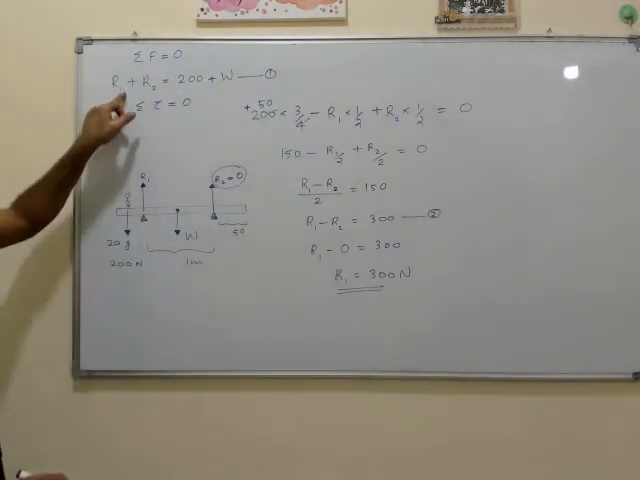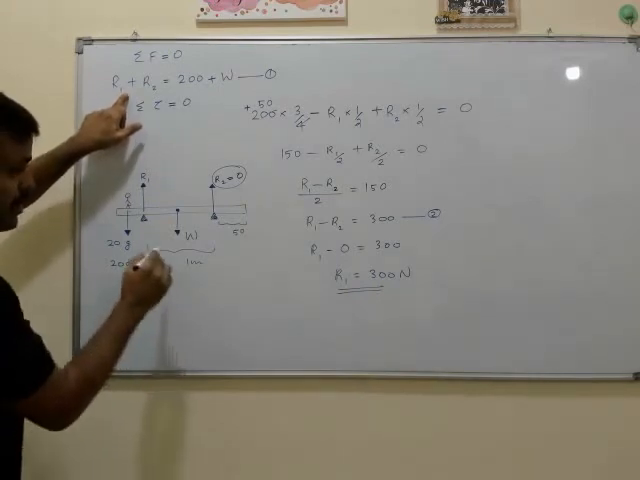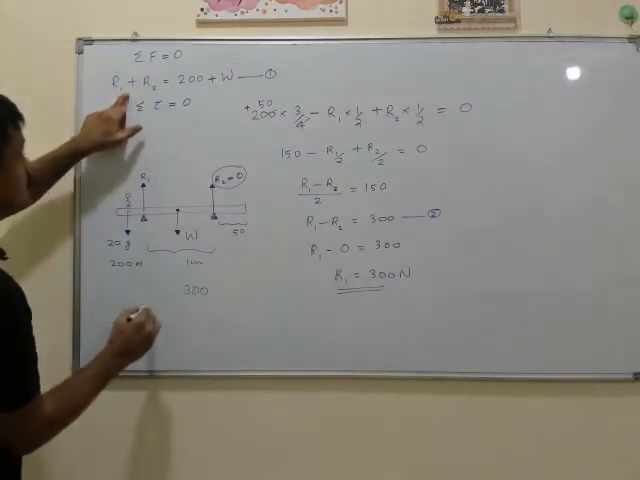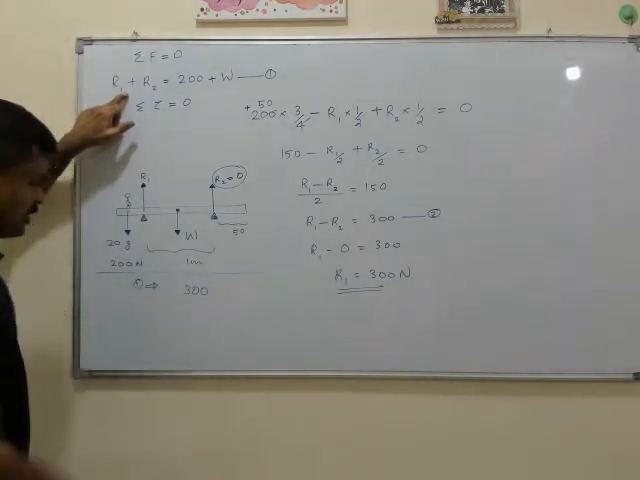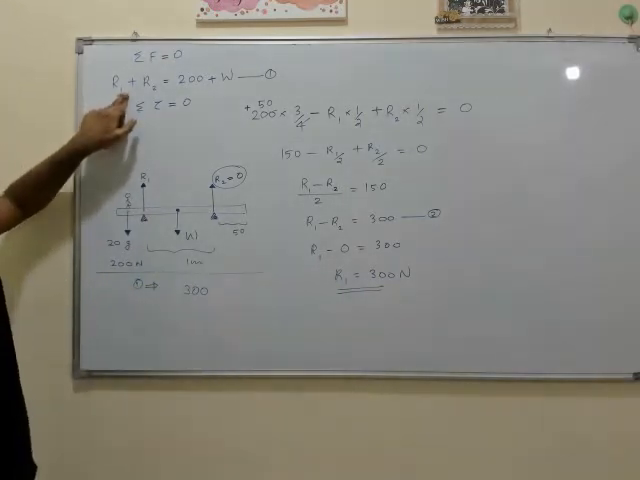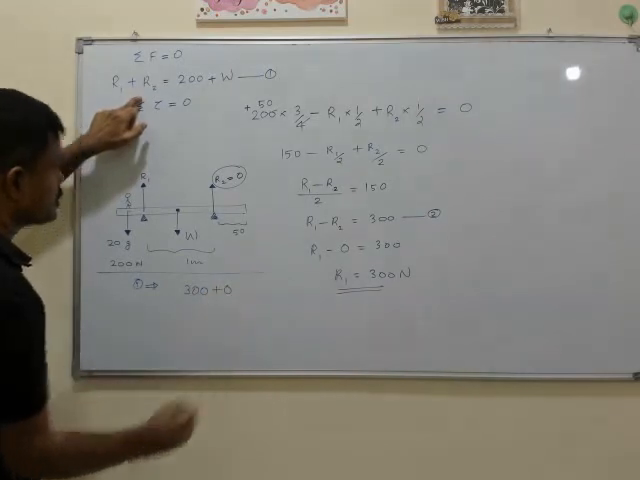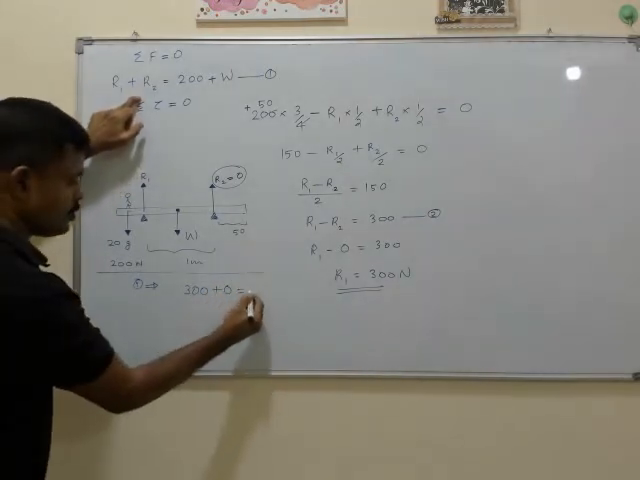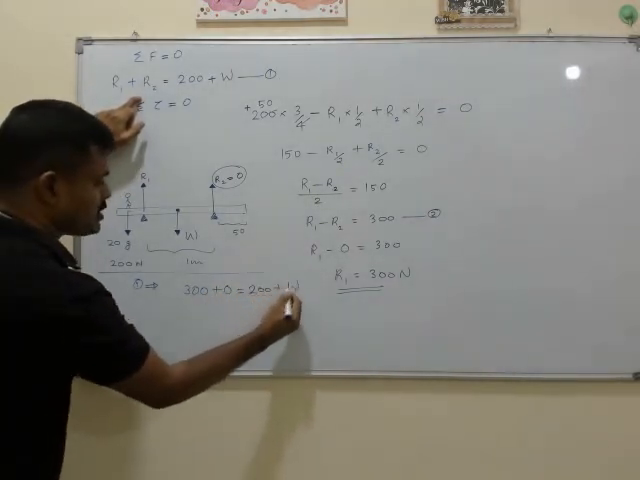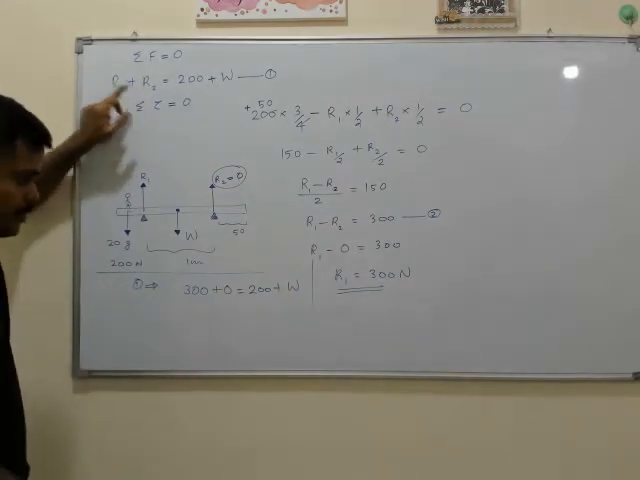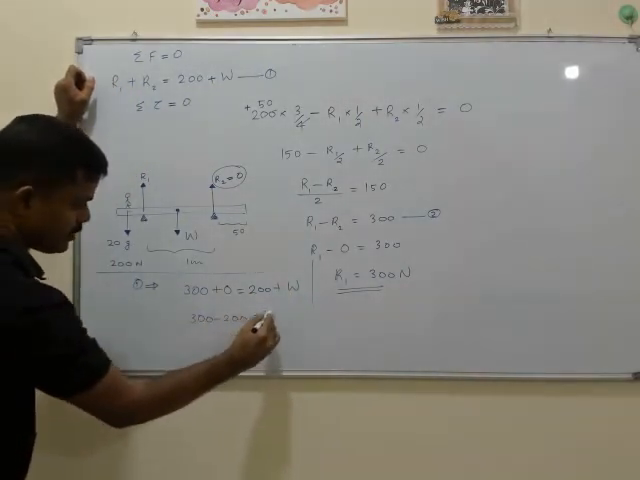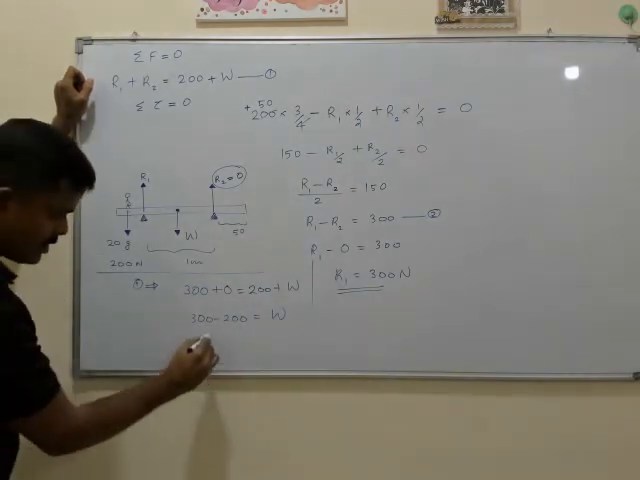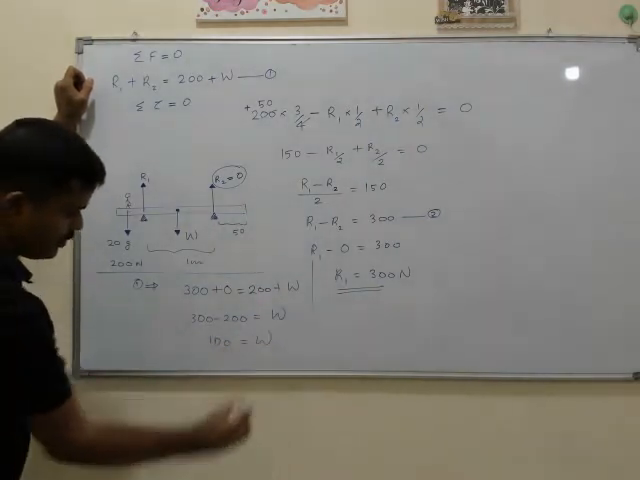I can put it straight away into equation number 1, right? So R1 is 300. Let us write equation number 1 now. 300 plus R2, which is 0, should be equal to 200 plus W. So I take it to the left hand side. 300 minus 200 is equal to W. That is 100 is equal to W.